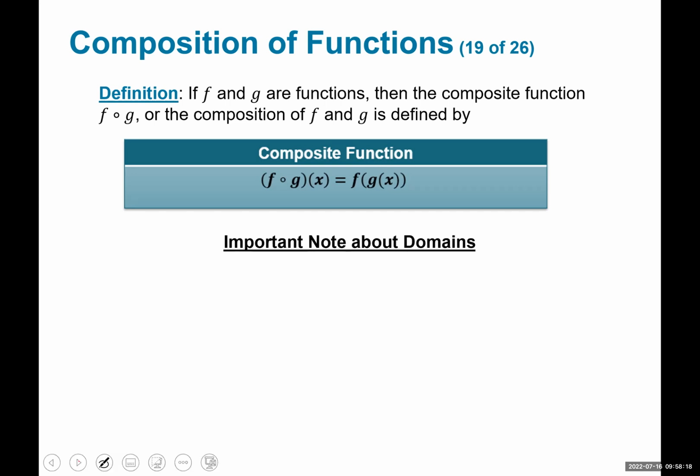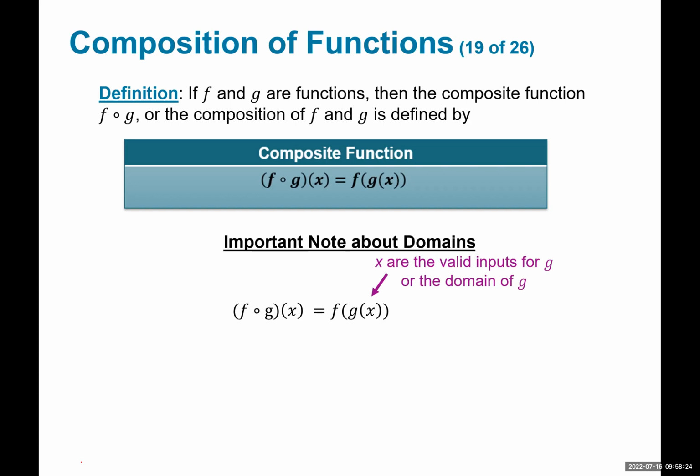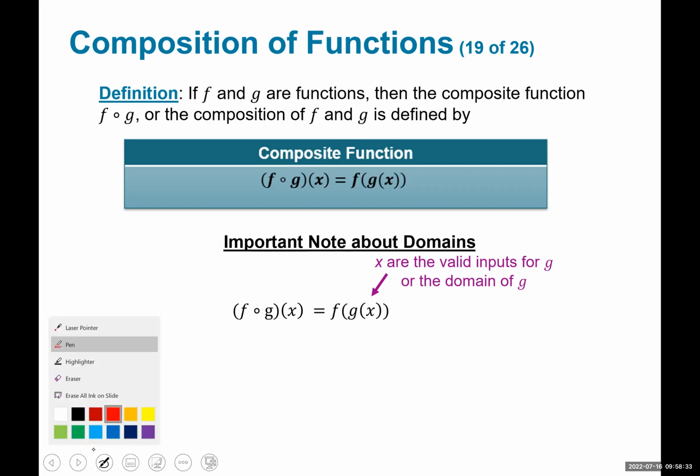Now some important notes about the domains. For the domain of a composite function, X is all the valid inputs for G, so that's the domain for G. And then you get G of X, which must be in the valid domain for F.